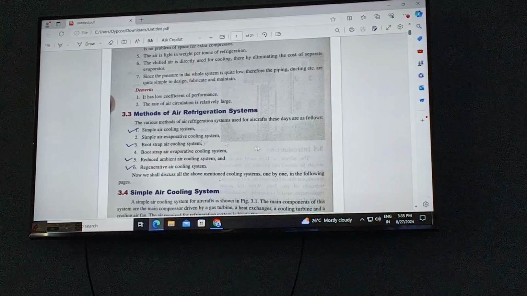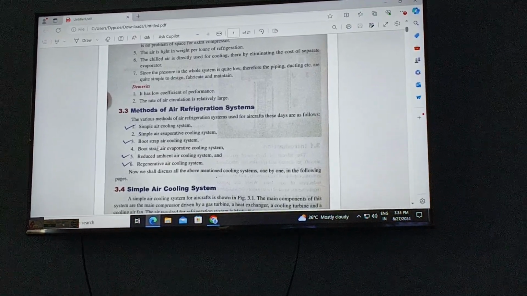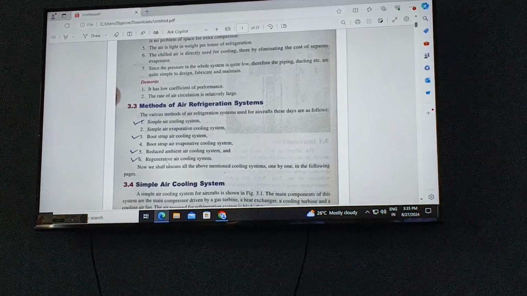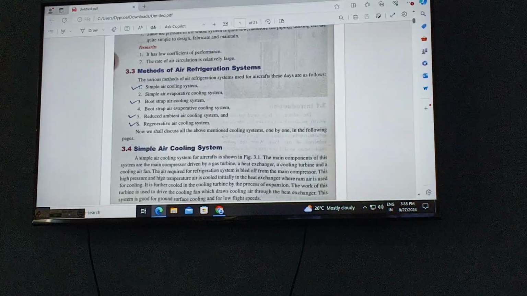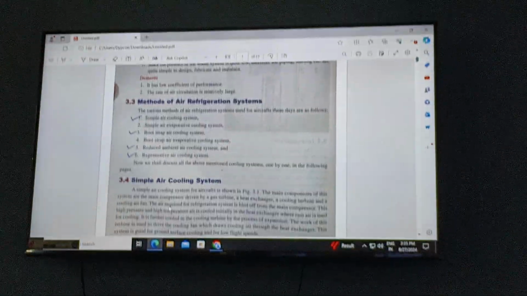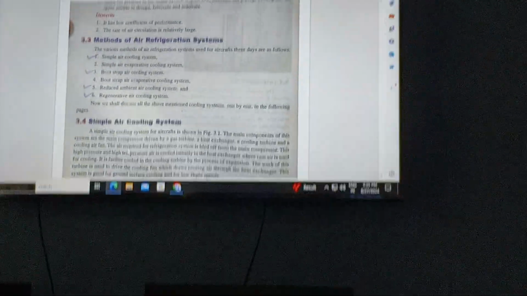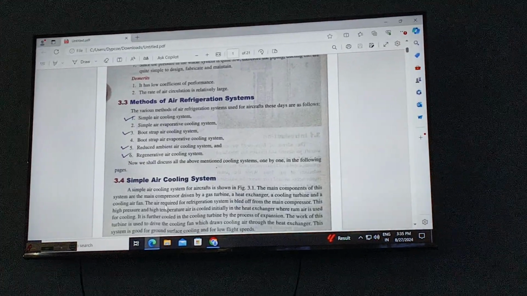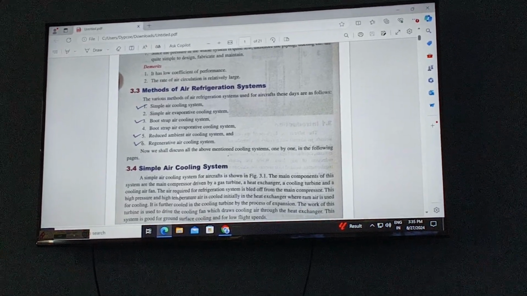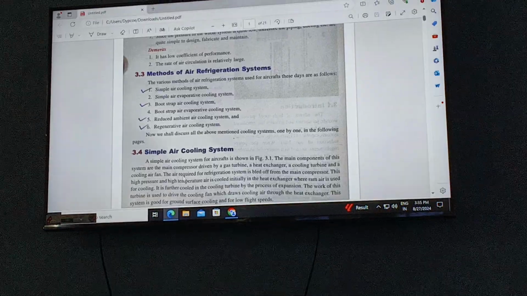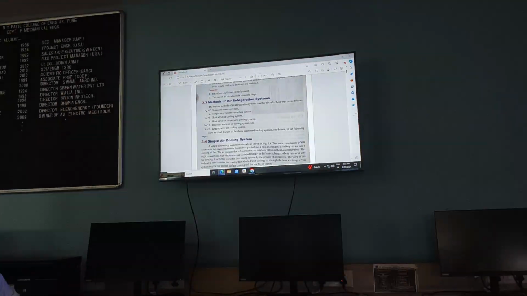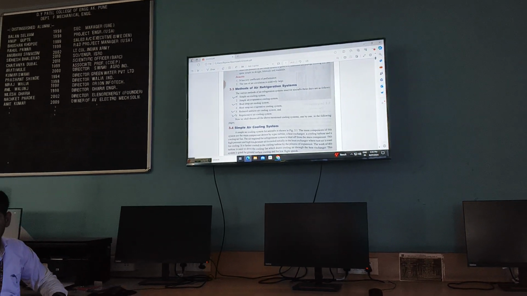So as per syllabus: simple air cooling system, bootstrap air cooling system, reduced ambient air cooling system, regenerative air cooling system. First, simple air cooling system. If a theoretical question is asked on this, it will be for 5 marks. In that 5 marks, what is expected? Schematic diagram, TS diagram, and formula, and a little bit of elaboration about the processes. Only these things are expected. Till now, they have not asked more than a 6 marks question on this theoretical question.